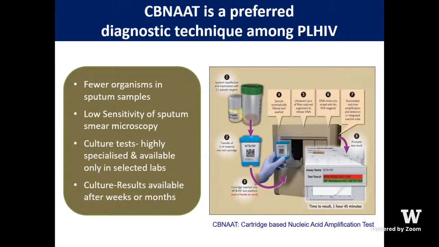Whereas CBNAAT is the preferred diagnostic technique, where within 2 hours you can find out the MTB, and also the RIF resistance through the probes, where it can find the genetic material. The gene probes detect the gene for rifampicin resistance in a given specimen. That is a very important thing which has come, so we are making use of it. The first step will come as MTB detected or not detected. The second step will be RIF resistance detected or not detected. So within 2 hours, we can find out the drug resistance pattern of the individual.